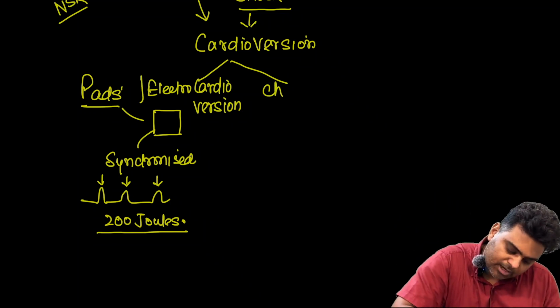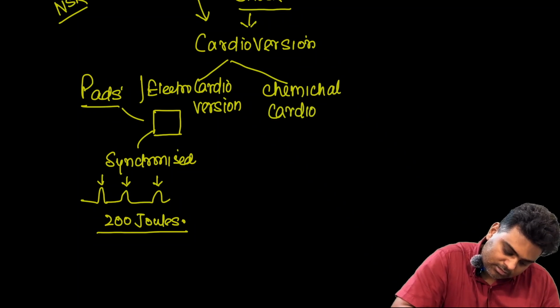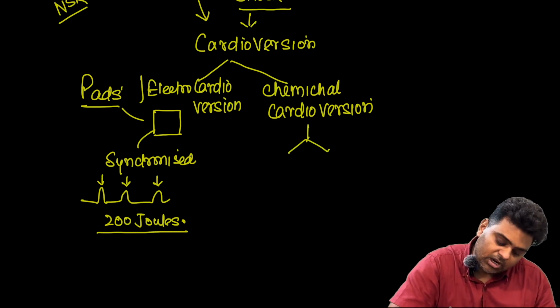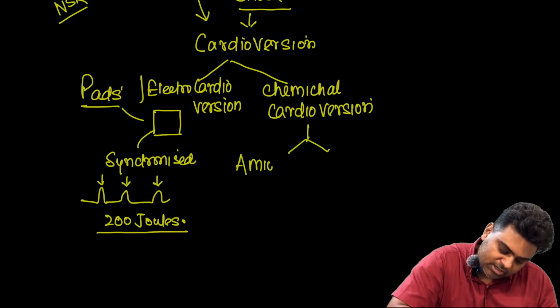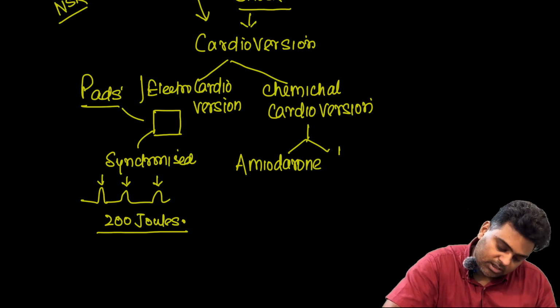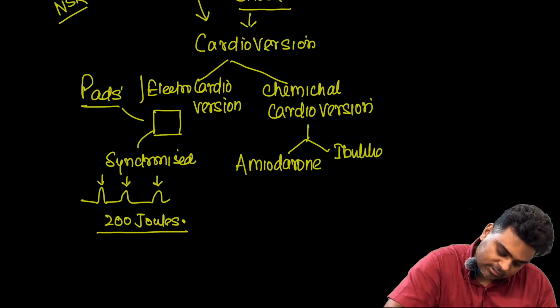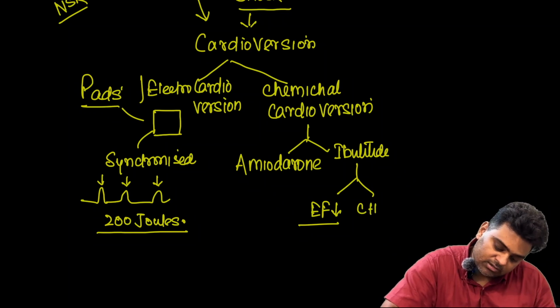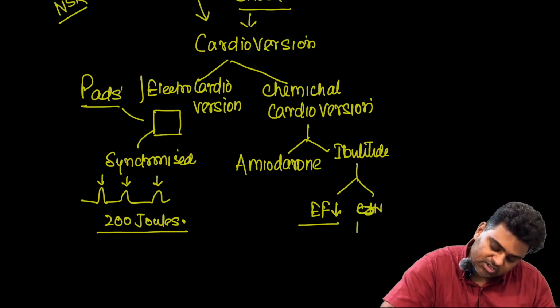And second is chemical cardioversion. Chemical cardioversion you can do with the help of two drugs. One is amiodarone and the second drug is ibutilide. Please remember, ibutilide cannot be used if the ejection fraction is low, or if the patient has ischemic heart disease or coronary ischemia.